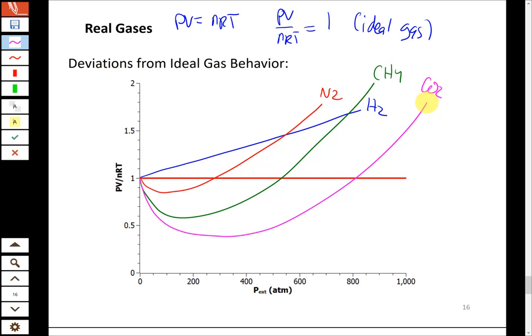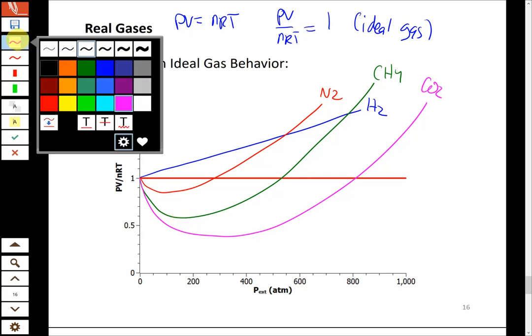So what you can see is that gases, depending on the conditions and depending on what gas you're talking about, can either have a positive deviation from PV equals nRT, meaning the ratio of those two is greater than 1, or a negative deviation, meaning the ratio of those two is less than 1. So the purpose for us in this class is to understand why that happens, and a little bit about which situations the ideal gas behavior is most closely followed.